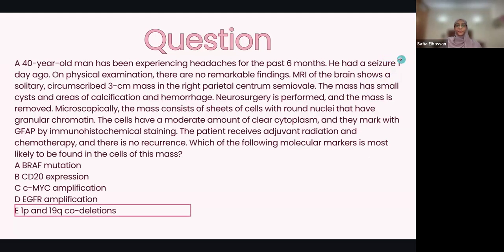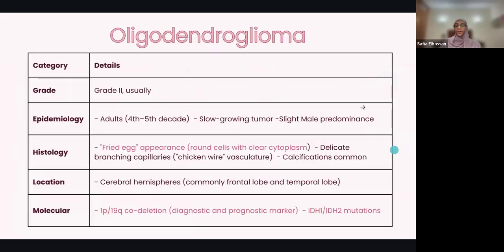Oligodendroglioma. Yes, that's correct. What were some of the clues that helped you guys decide that this was an oligodendroglioma? Calcification, yes. Sheets, cysts, areas of calcification, yes. Okay, good job. So an oligodendroglioma, again, this is another relatively low-grade tumor, grade 2, typically seen in adults in the 4th to 5th decade, and it's slow growing. And it has a slight male predominance.